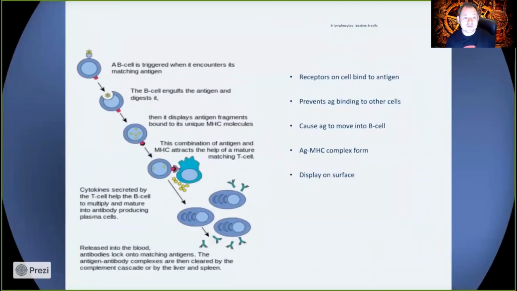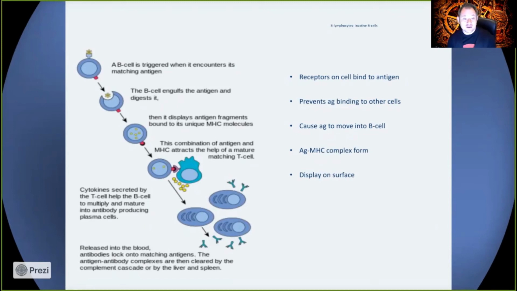Okay, so let's first talk a little bit about B cells. A B cell is triggered when it encounters its matching antigen. You've got the receptor on the surface of a B cell. It binds to antigen from some infection. The B cell then engulfs the antigen and digests it. Then it displays the antigen fragments bound to its MHC molecules on its surface.